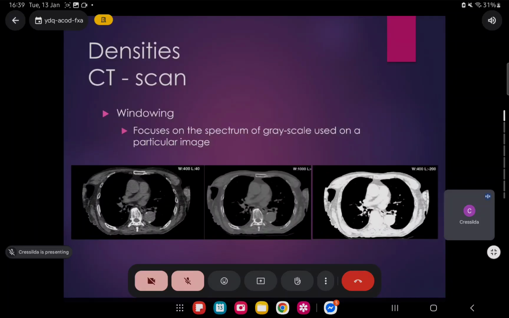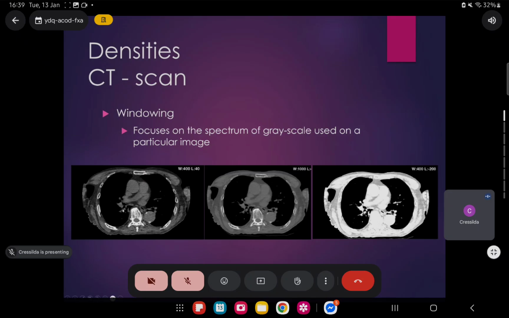So windowing will allow the reader to focus on certain tissues, so it would shift where along that particular gradient of 256 shades of gray you would like to focus. So this is an example. Here, this is all the same image, the same patient, the same slice. The only thing that we changed was the windowing.